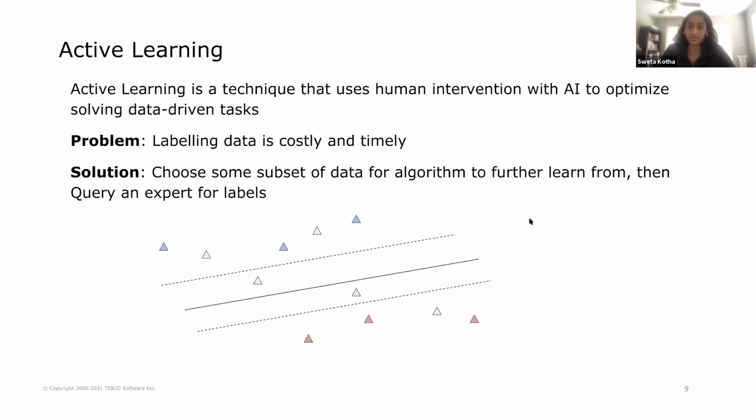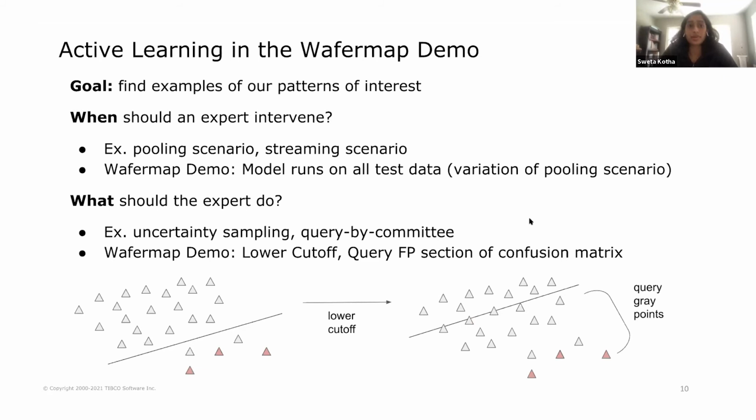So that's where most of the uncertainty is. Got it. Okay. And then we want to talk about how active learning is applied in the wafer map demo. Before we go into the actual active learning component, it's important, or nice, to reestablish what we want to do in the wafer map demo.